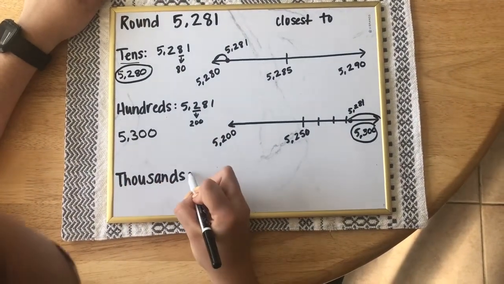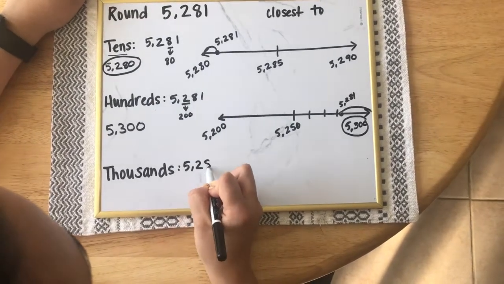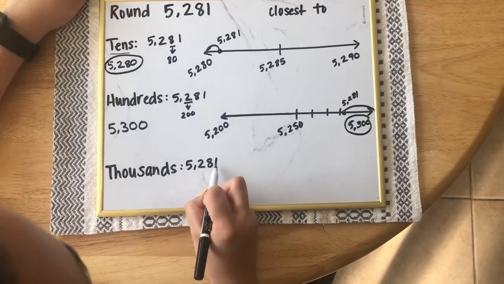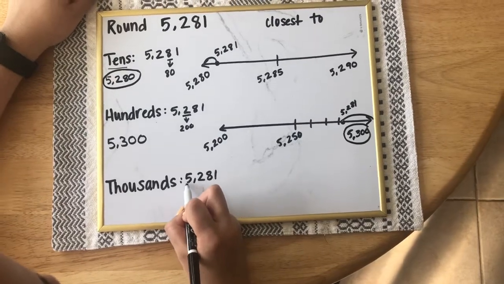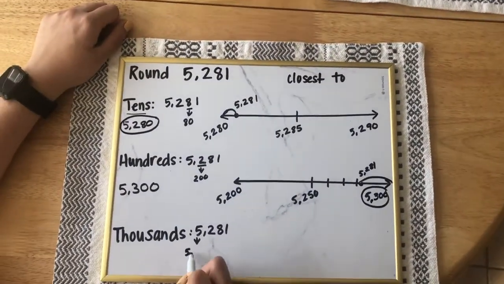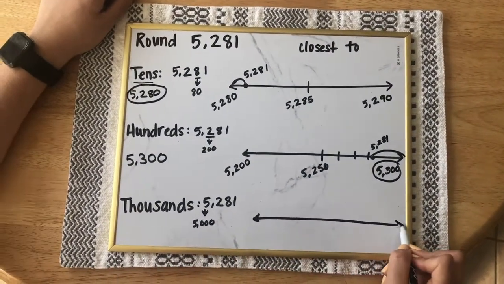And here's our last one. That's my favorite one. So same number, we have to think about which digit is in the thousands place. Well, I know that this is in the ones, tens, hundreds, and this right here is going to be in your thousands. Well, that 5 is really a 5,000. I'm going to go ahead and build our number line.